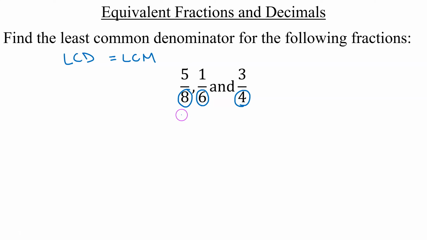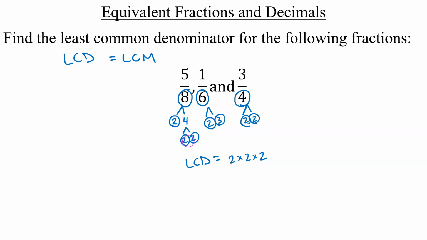And the way you do that is with prime factorization. 8 can factor into 2 times 4, and then 4 can factor into 2 times 2. So here's the prime factors of 8. 6 factors into 2 times 3, those are both prime. And 4 factors into 2 times 2, which are both prime. Now what we do is we go through all of the different factors and we pull out the greatest number. So this one has 2 2s, this one has 1 2, this one has 3 2s. So our least common denominator needs to have 3 2s.